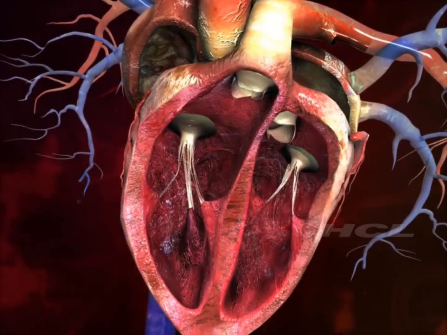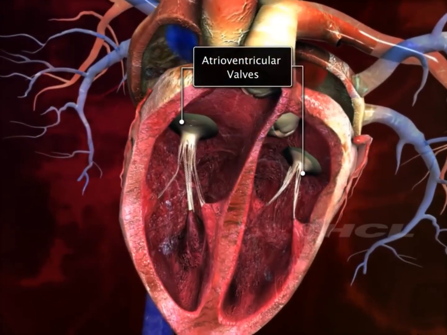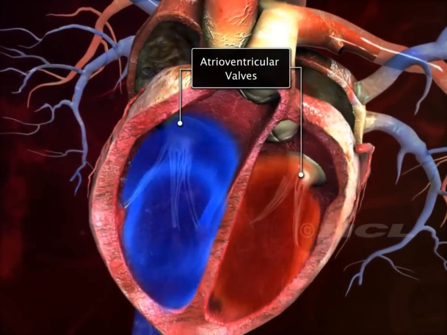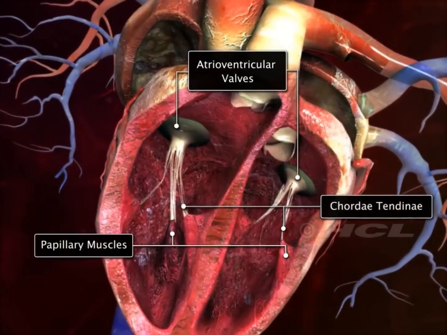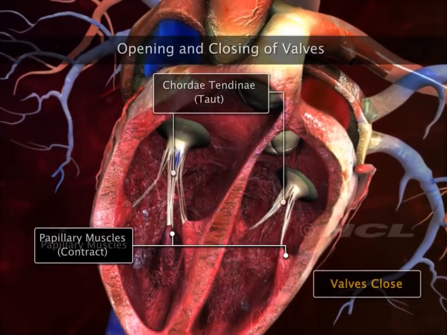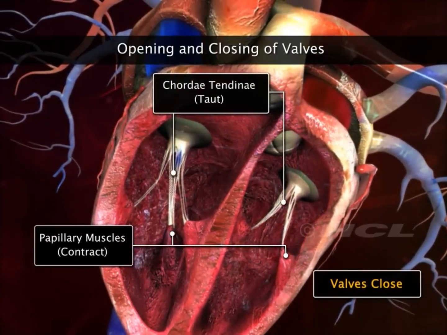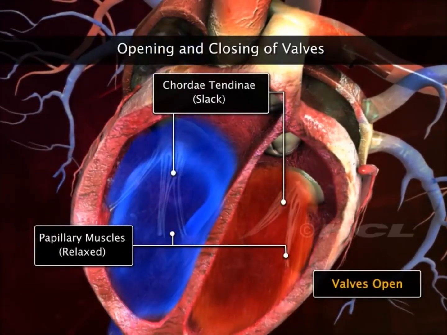The leaflets of these atrioventricular valves are connected to fibrous tissue called the chordae tendineae, which in turn are attached to papillary muscles. Contraction and relaxation of these muscles make the valves open and close.